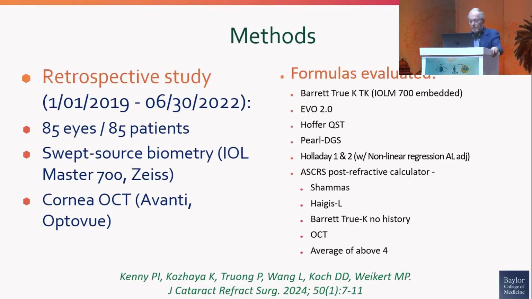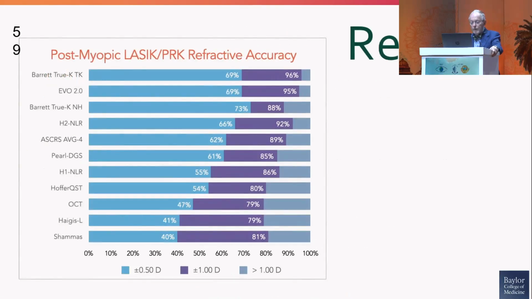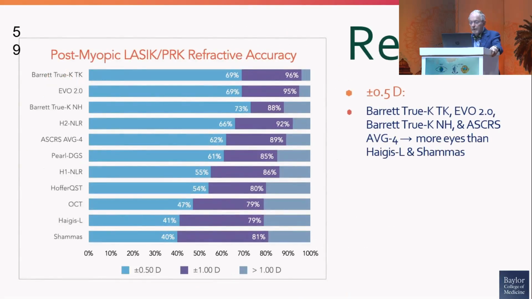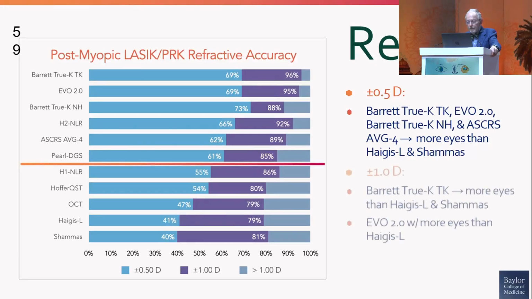We just published a study on 85 eyes, and you can see the formulas we used, all the newest formulas, EVO, Hoffer QST, Pearl DGS, Holladay 1 and 2, and of course the Barrett. And what we found is only the Barrett was actually 73% within a half diopter of target, and every other formula was less than 70%, and that just matches what you heard earlier today. Some of these formulas actually were off by more than a diopter, so you really have to warn your patients about this.